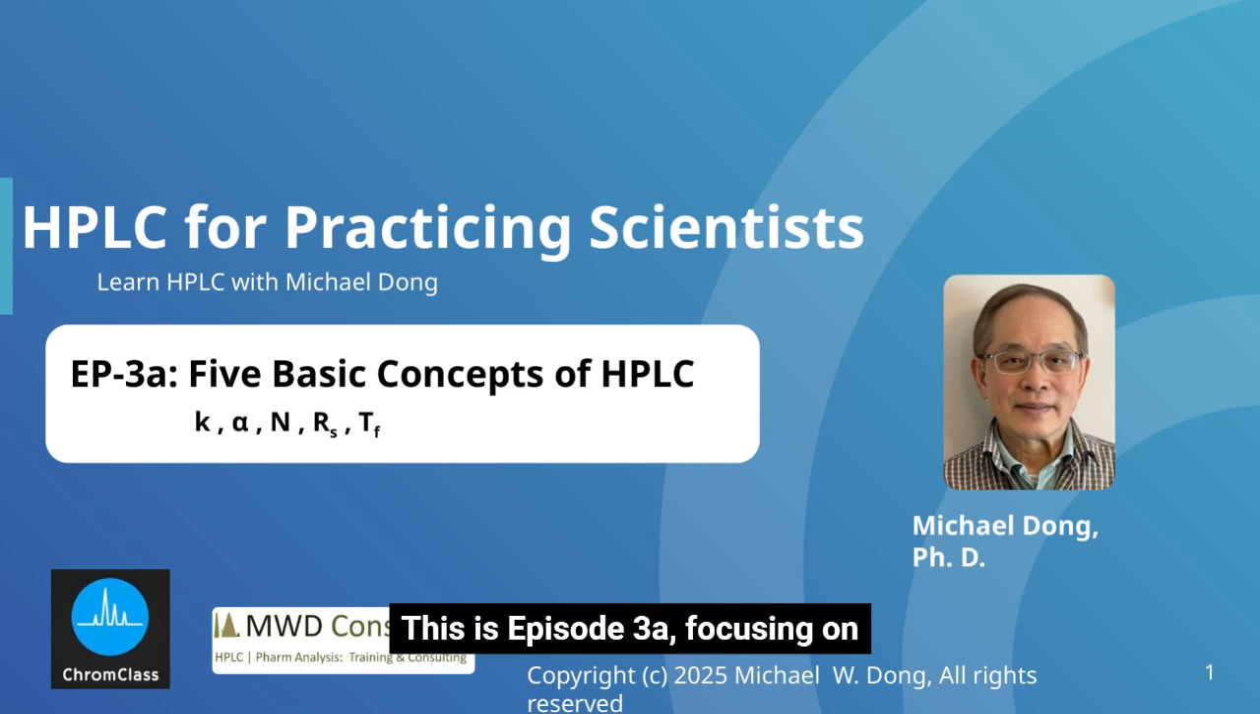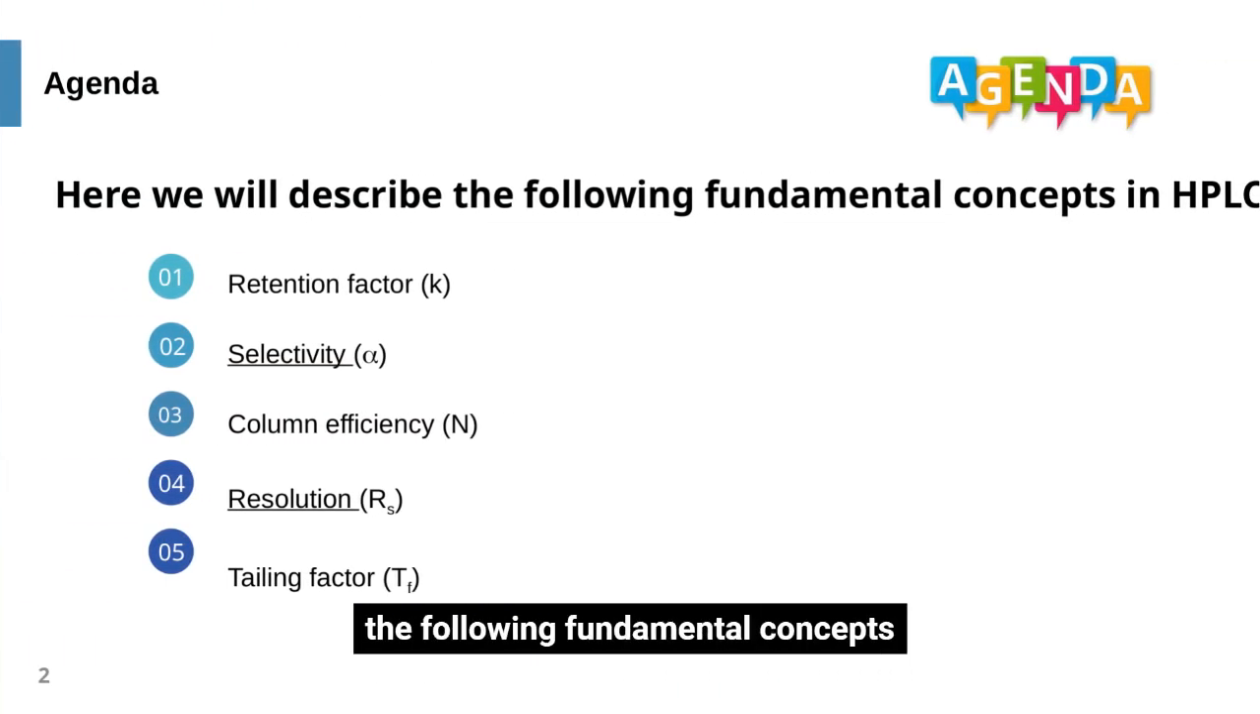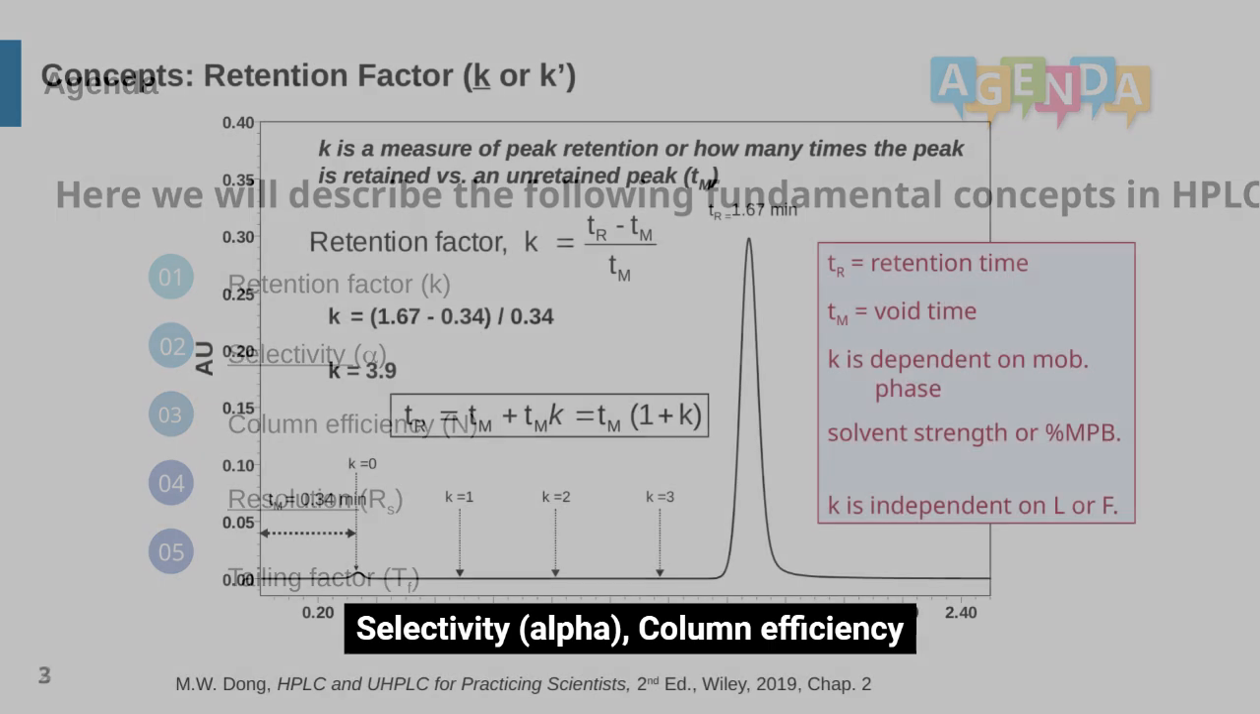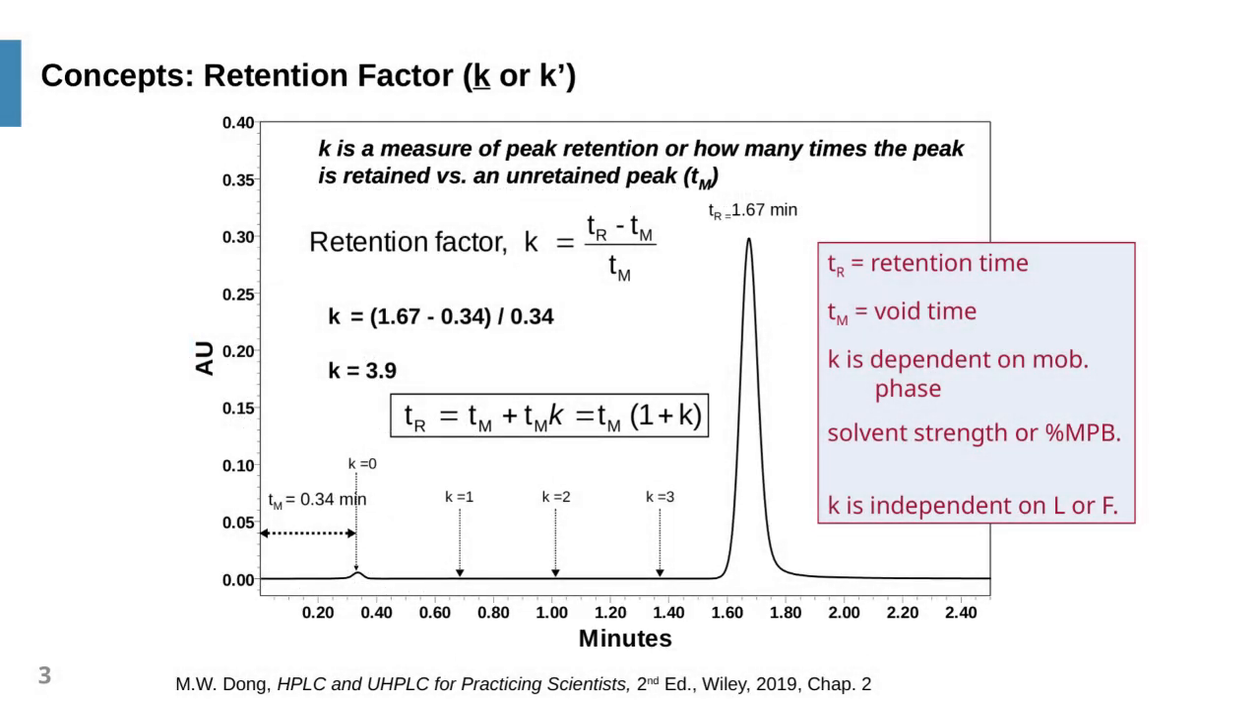This is episode 3A, focusing on the 5 basic concepts of HPLC: K, alpha, N, RS, and TF. In this session we will cover the following fundamental concepts in HPLC: retention factor, K, selectivity, alpha, column efficiency, N. Now let's discuss the retention factor, denoted as K or k'.